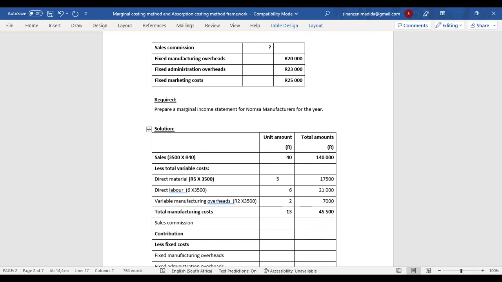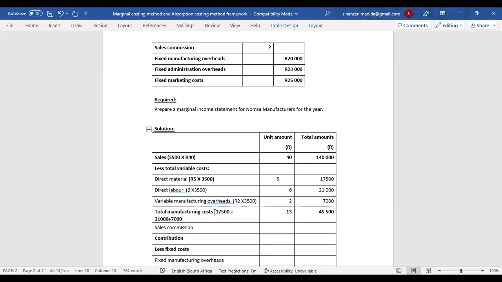How are we getting it? We are going to add it here. We said 17,500 plus our 21,000 plus our 7,000, like this. Then we get our 45,500.